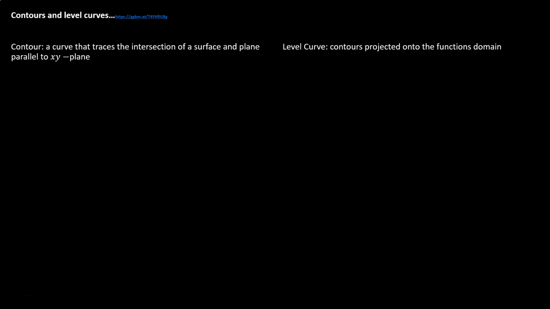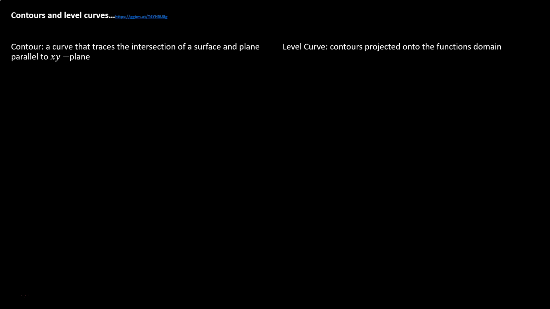Contours and level curves help us to understand the way that a 3D surface changes. A contour is a curve that traces the intersection of a surface and a plane. So these are essentially the traces that are parallel to the XY plane. A level curve takes that contour and projects it into the function's domain. Sometimes this is called a contour map. It's often that these two terms are interchanged and confused.